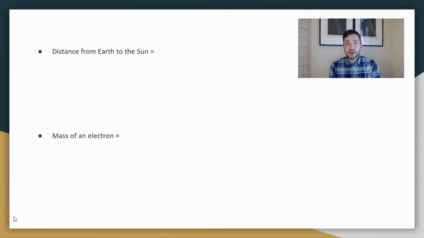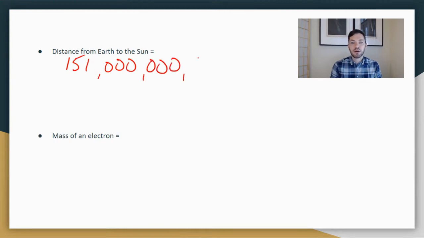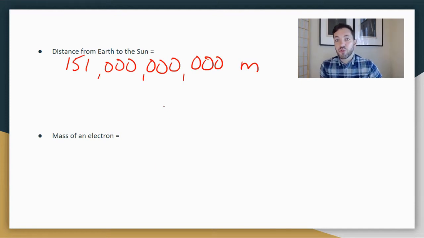To start with, the distance from the Earth to the Sun. We're measuring this in meters because this is a science class, and the distance happens to be, on average, 151 billion meters. It's a very large number. It took me time to write that out. I had to keep track of how many zeros I was dealing with.